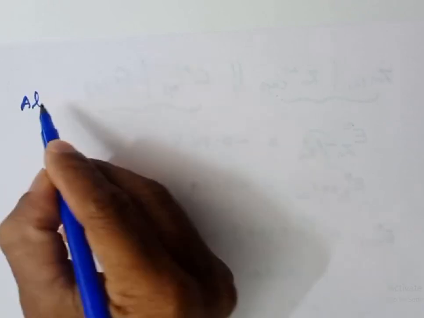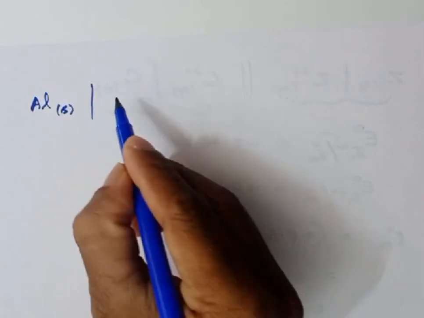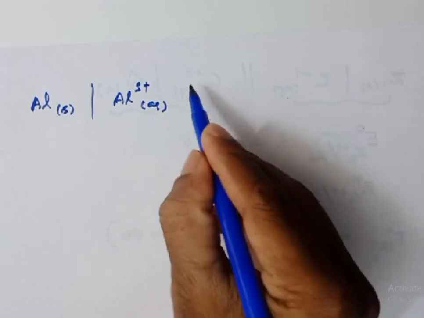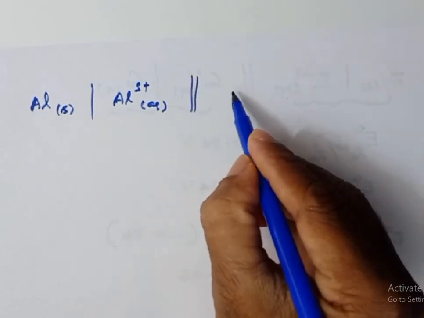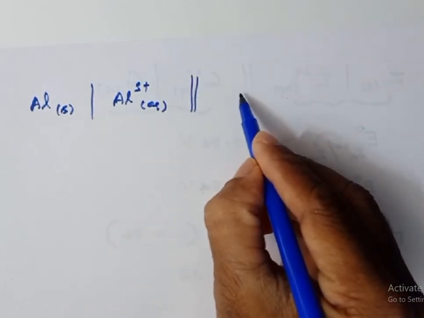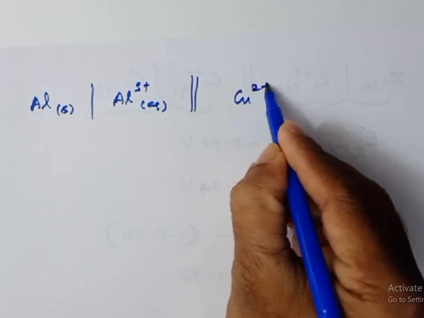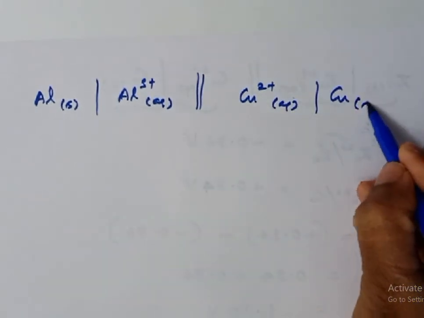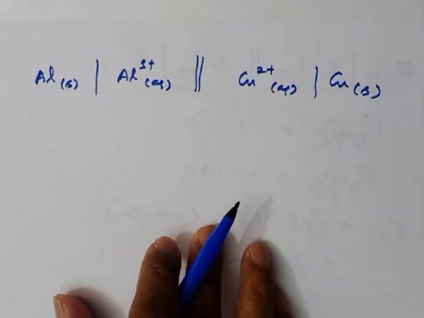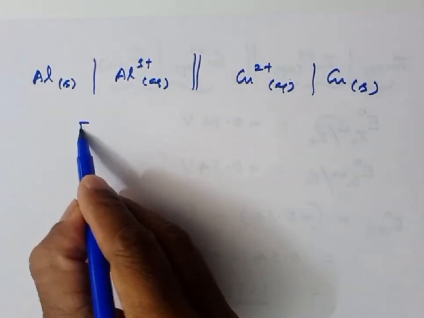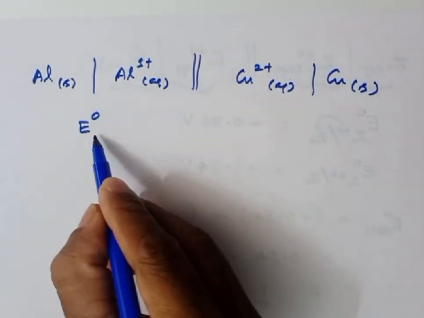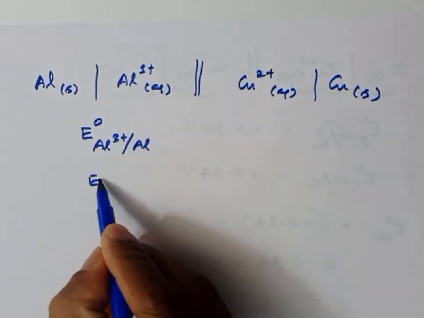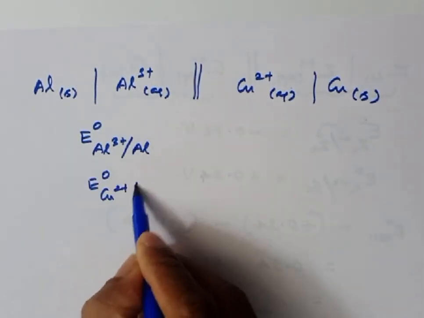Aluminium solid immersed in Al3 plus aqueous solution, salt bridge. Here we have zinc, copper 2 plus aqueous, copper solid. See, I have given a cell, right? And the standard electrode potential values I will provide. E0 Al3 plus becoming Al, then E0 copper 2 plus becoming copper.